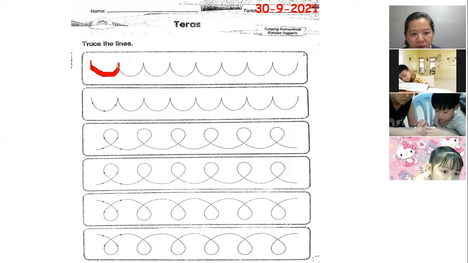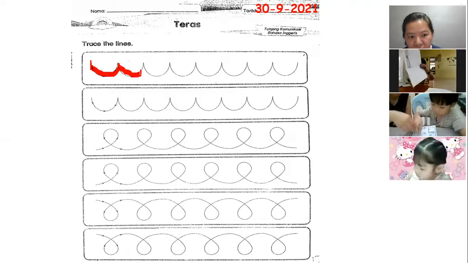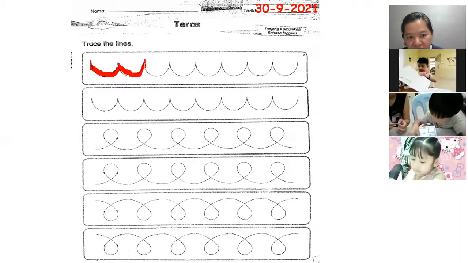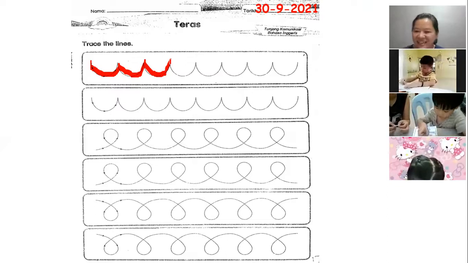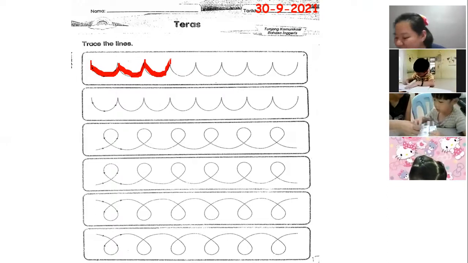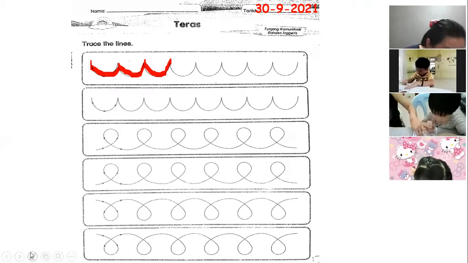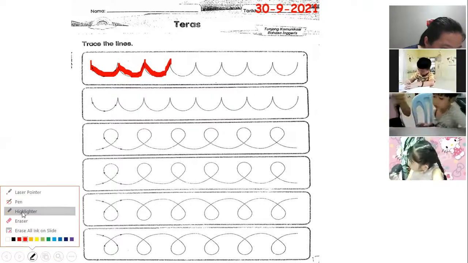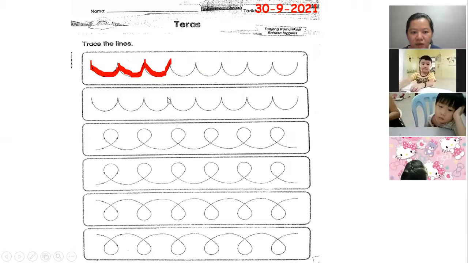Go up and down and up and down and up. Okay, you can try to do it properly, children. Okay, so these are the patterns. You can try to trace these patterns. Go up and down and up and down and up and down.